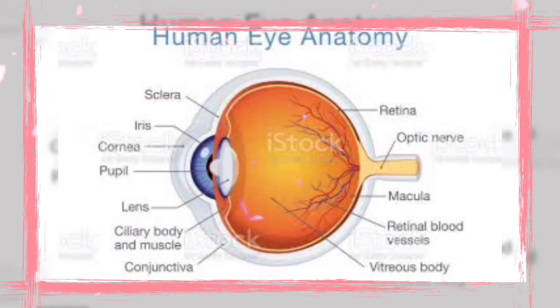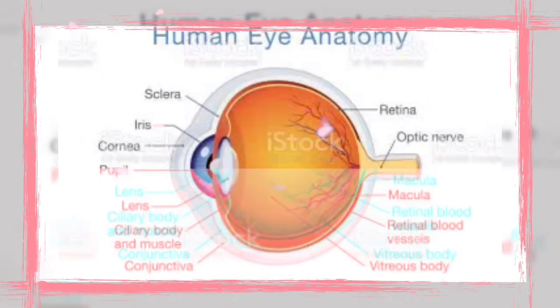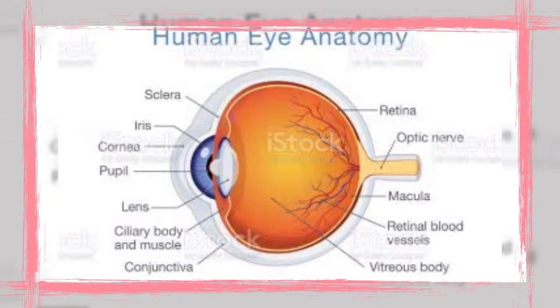The back section, the posterior segment, extends from the back surface of the lens to the retina. It contains a jelly-like fluid called the vitreous humor.